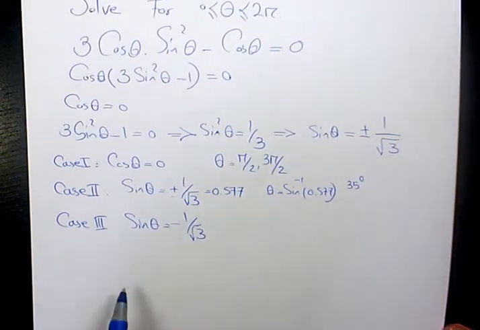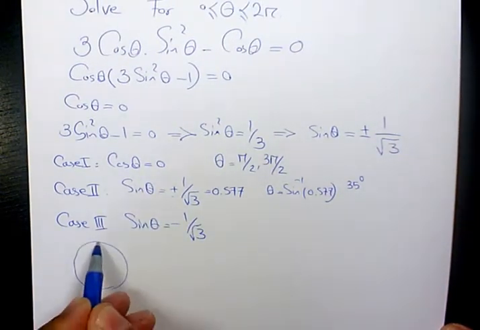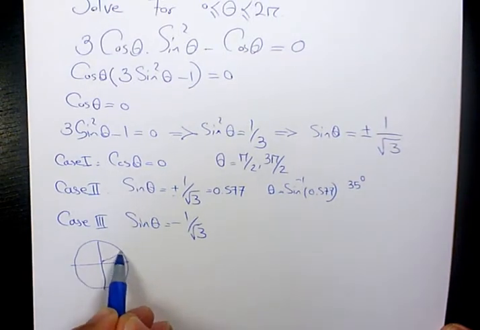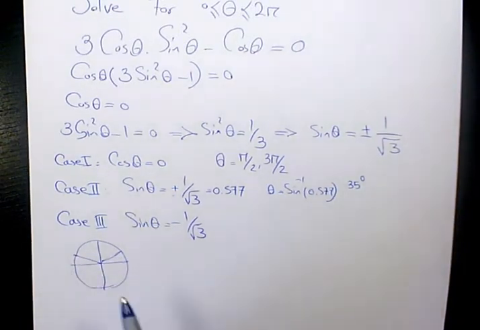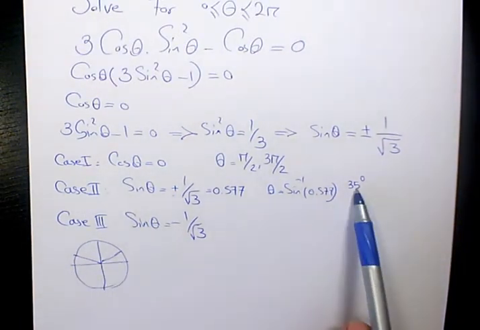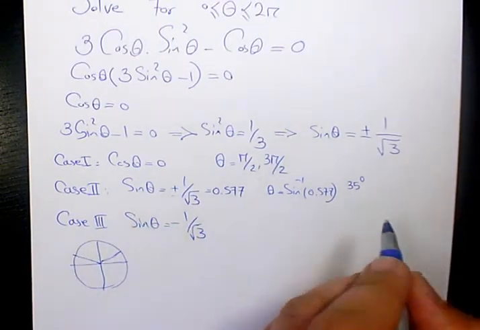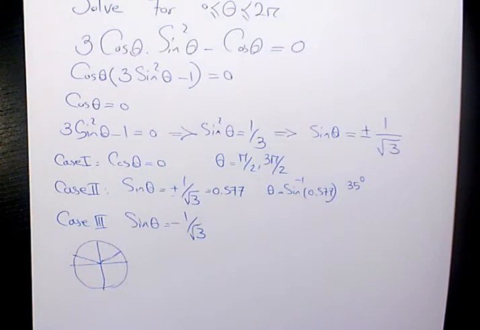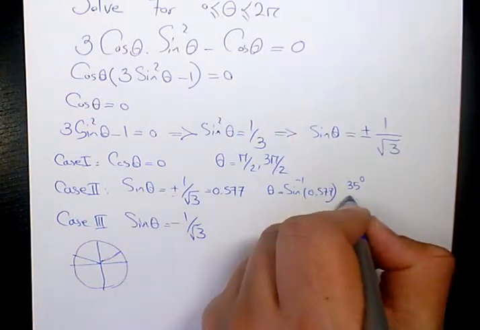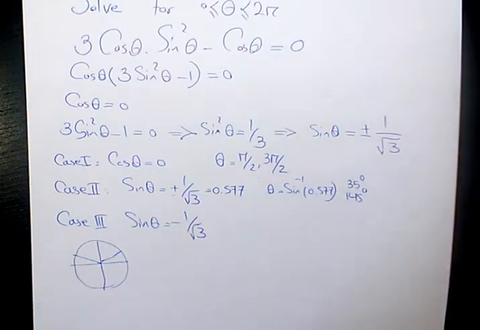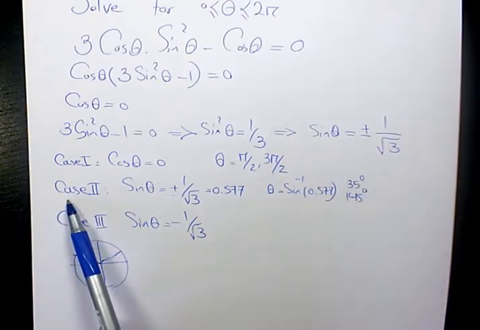You know, sine is positive in quadrant 1 and in quadrant 2. So one answer in quadrant 1 is going to be 35 degrees. The second one is going to be 180 minus 35. 180 minus 35 will be 145 degrees. So these are two answers for the second case.